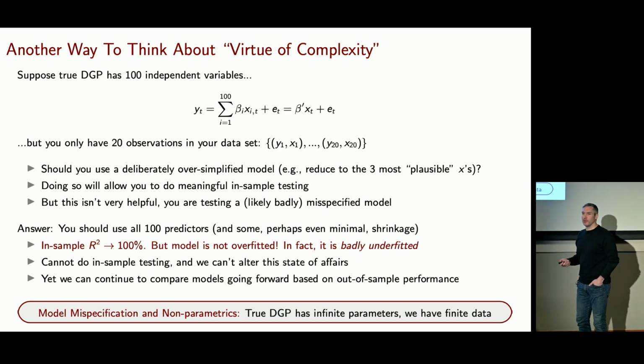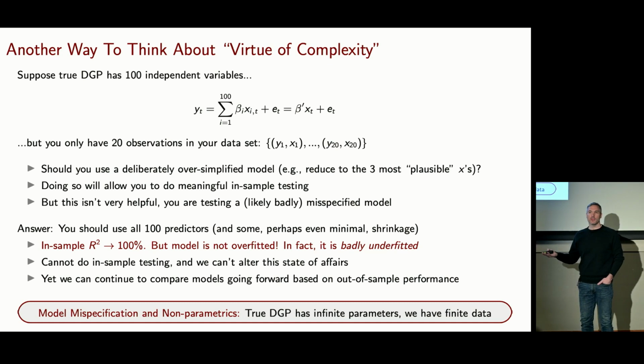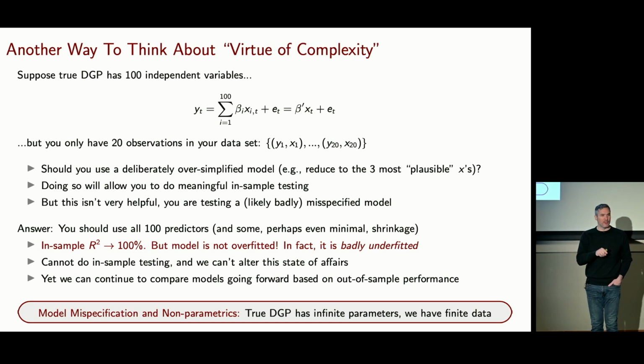Well, this gets uncomfortable because if I use all 100 predictors, my in-sample R-squared is going to be 100%. And I'm going to have to use a little bit of shrinkage anyway. Okay. So the key point is that this is not an overfit model. You've exactly fit the training data, but you're still underfit. You just don't have enough data to learn from.